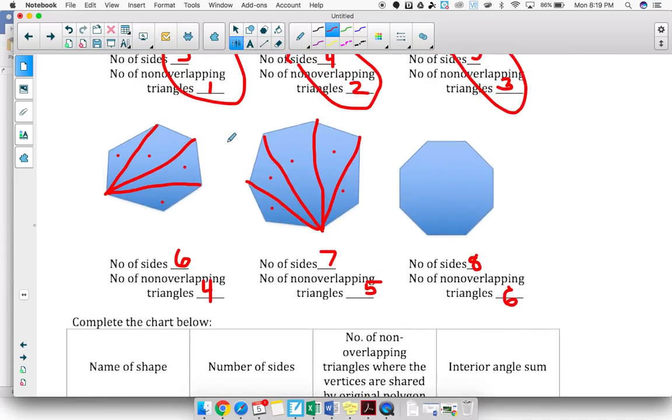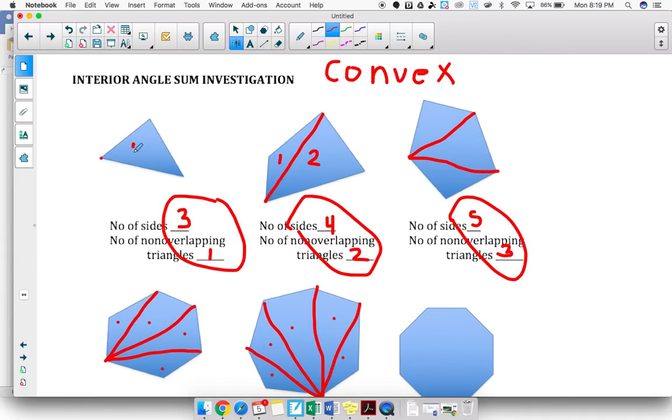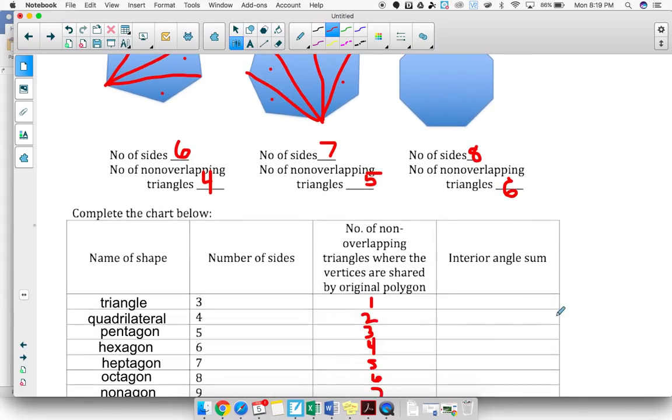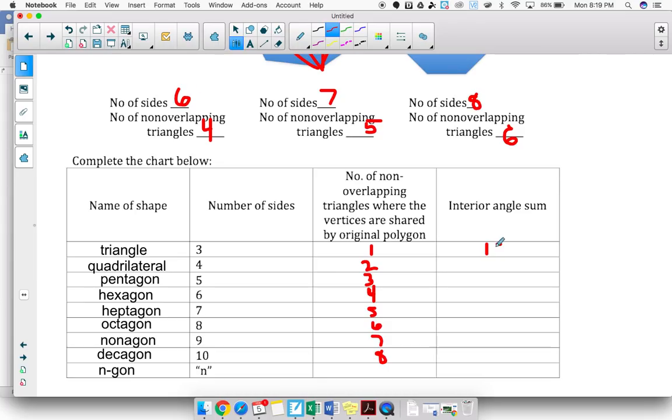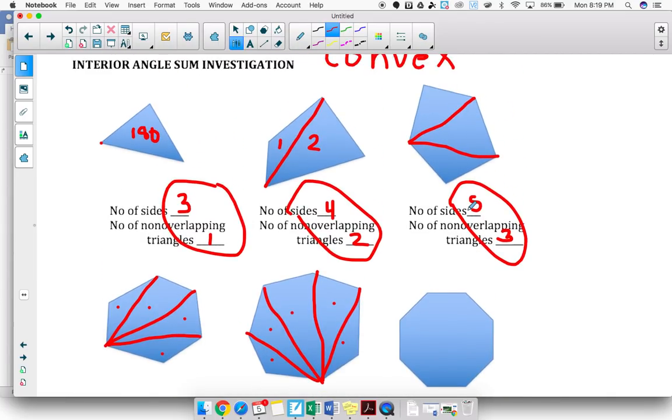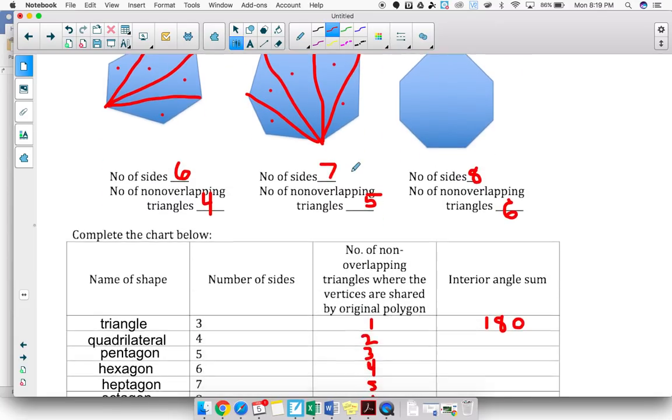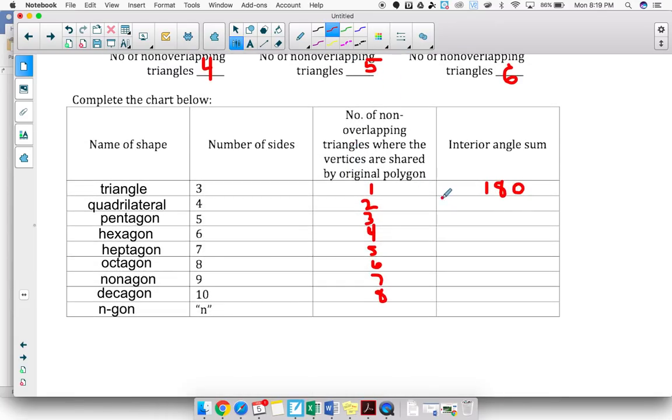But what I want you to look at is back up at the top here. This triangle on the interior has 180 degrees. And so we've been working with that one all year. We know triangles have an interior sum of 180. But once we get to a 4-sided shape, now you have 2 triangles. So we're going to have 2 groups of 180 for a total of 360.